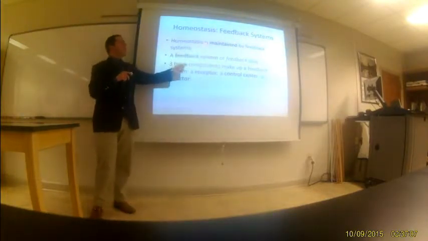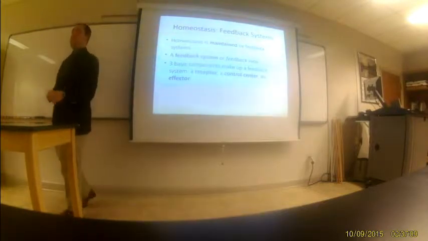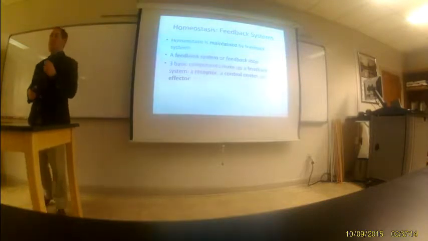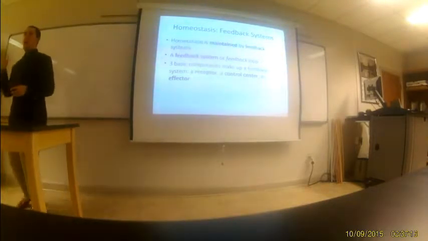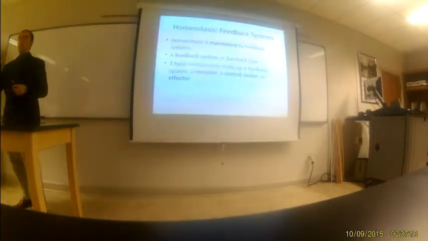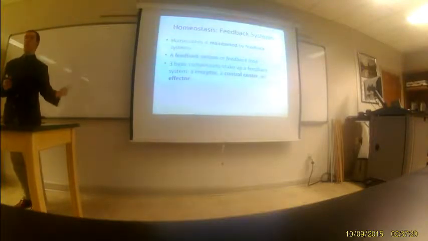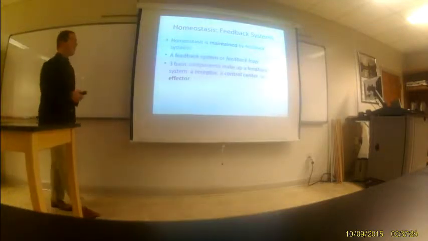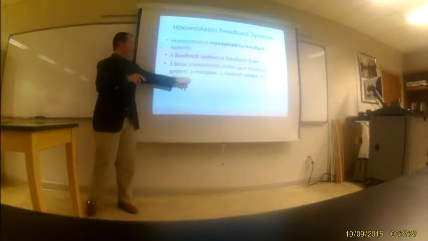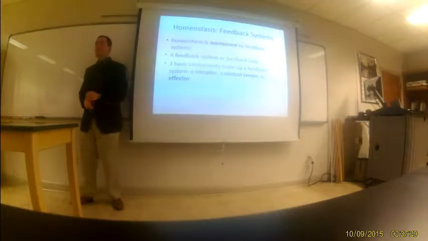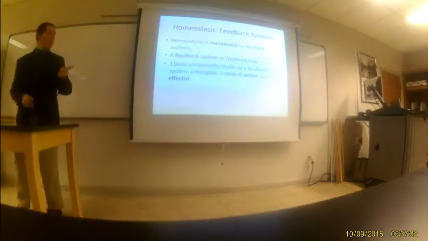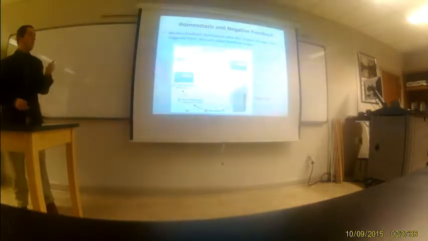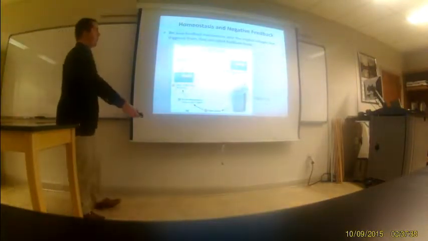To maintain homeostasis, we use something called feedback systems or feedback loops. They are systems designed so that when we get knocked out of normal, it starts a process that's going to reverse that and turn us back into normal. These feedback loops have three parts. There's a receptor, a control center, and an effector. So we'll see what each of those does.